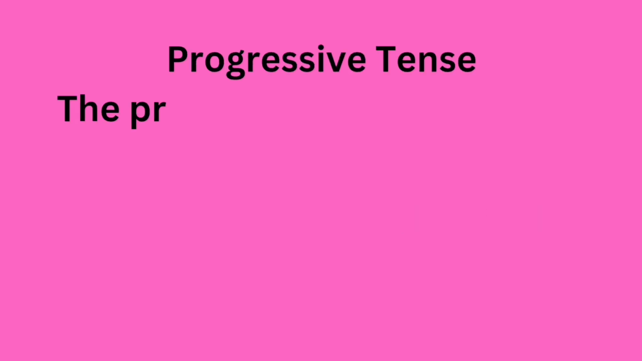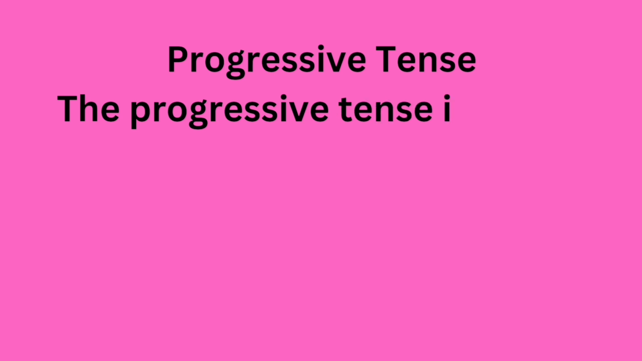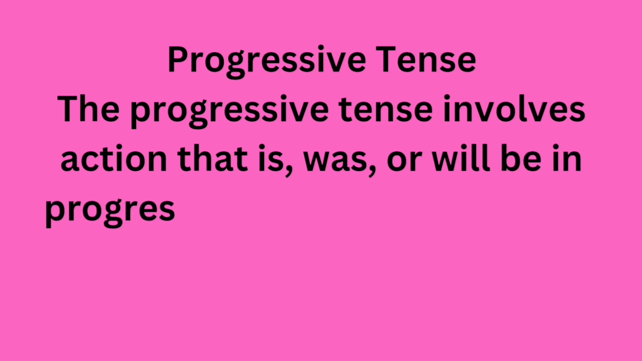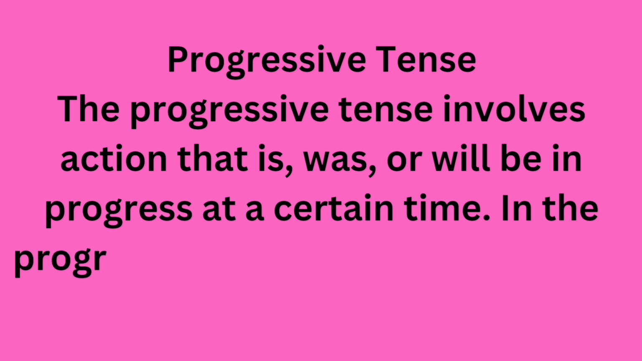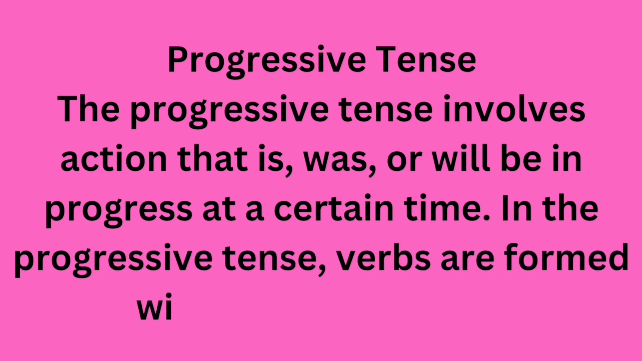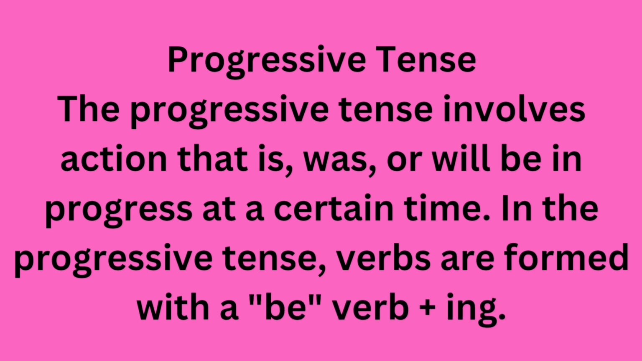Progressive tense. The progressive tense involves action that is, was, or will be in progress at a certain time. In the progressive tense, verbs are formed with a be verb plus ing.